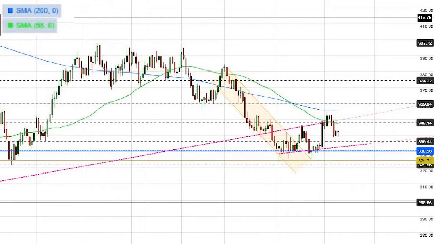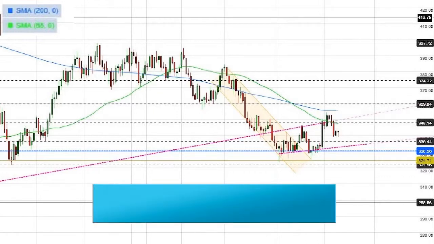So when you hear that expression, the trend is your friend, technically what it means is that if the price is over the last 200 days, it's indicating an upward trend.